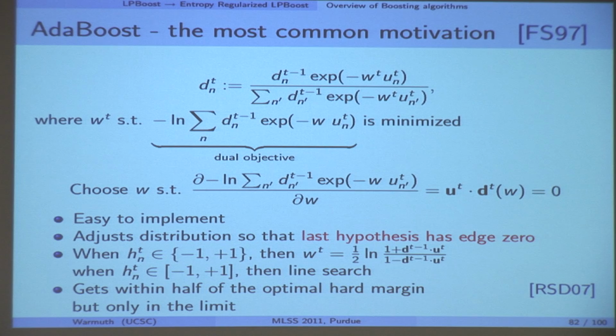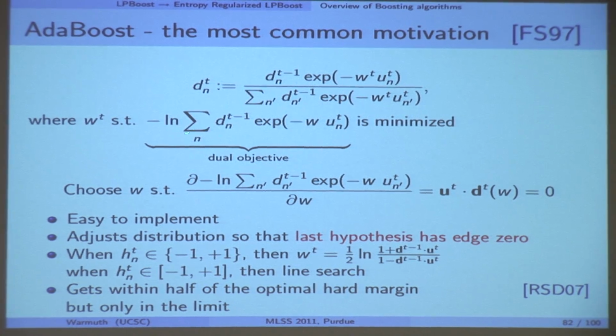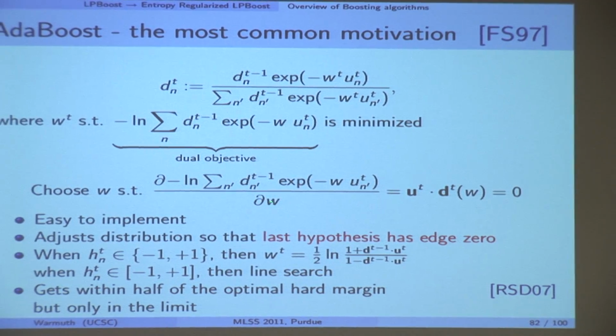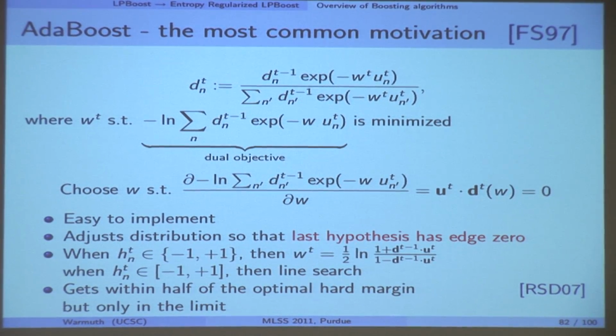Whereas LP-boost involved all the past hypotheses. In some sense, it's smarter. Entropy-regularized LP-boost as well. This update is usually motivated by doing the following thing. You look at the log partition function, which is the log of the normalization. If you take a derivative of this with respect to the w, you get that the edge of the hypothesis that you just got is 0. So what you see is that minimizing this thing has the property that it corrects the last hypothesis. It corrects the edge of the last hypothesis to be 0.